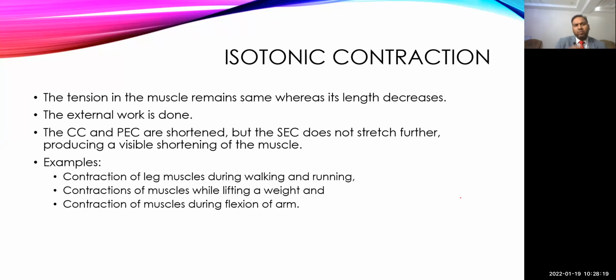Now we could understand the difference between isotonic and isometric, but many times they do not occur in isolated form, where there is only isotonic or only isometric contraction. Suppose this is a water bottle and I want to lift it. This water bottle is present on the table and I am lifting it. This is a pure example of isotonic contraction.